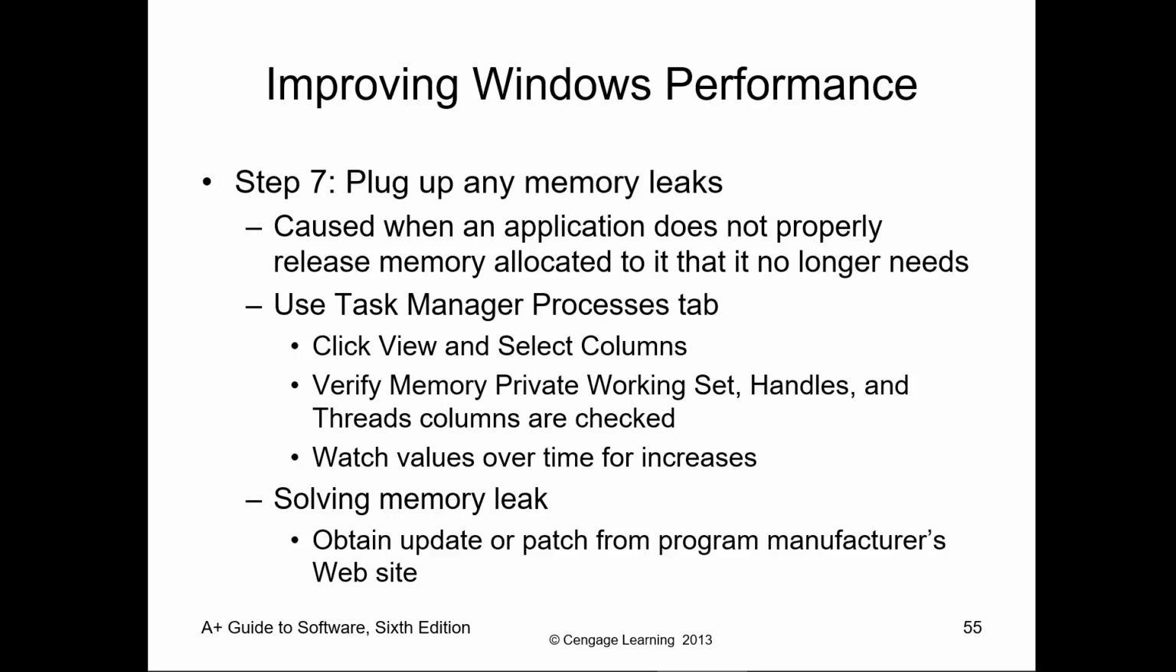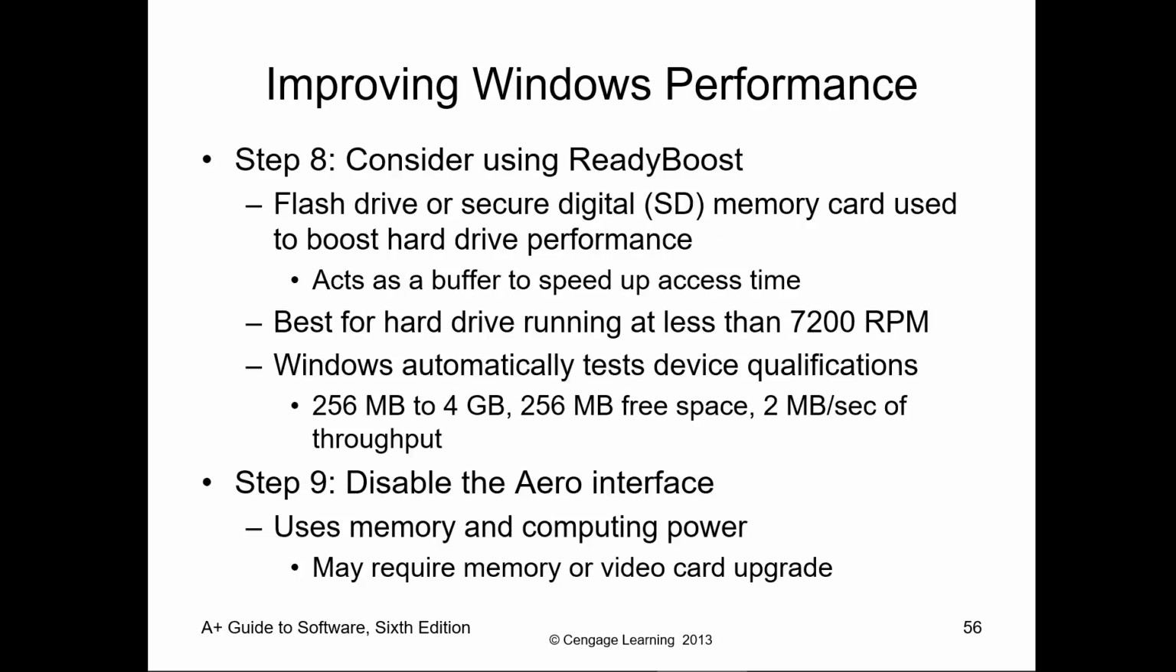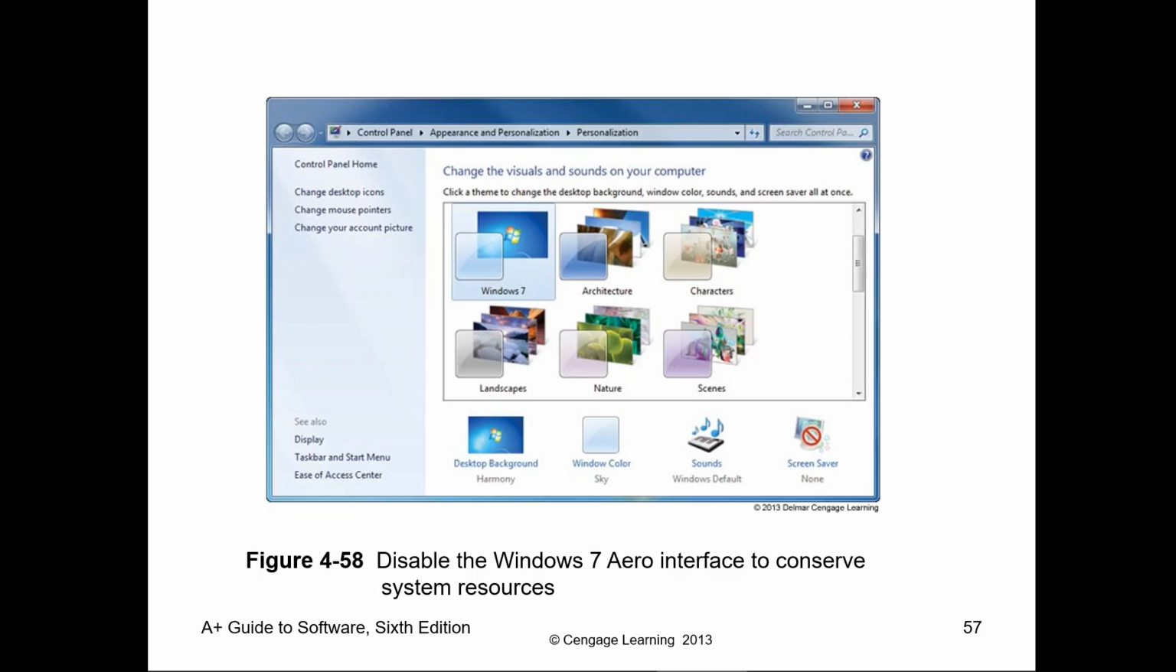Step 7, plug up any memory leaks. We normally can view this through Resource Monitor or Performance Monitor, so you can see where the memory is having problems. Step 8, maybe consider using ReadyBoost or a faster hard drive, things of that nature. Step 9, maybe consider disabling the Aero interface. You may not like the higher graphical desktop. You can move to a basic desktop, so you don't have any of the 3D graphics. That would improve performance, but the graphic representation would be kind of horrible.